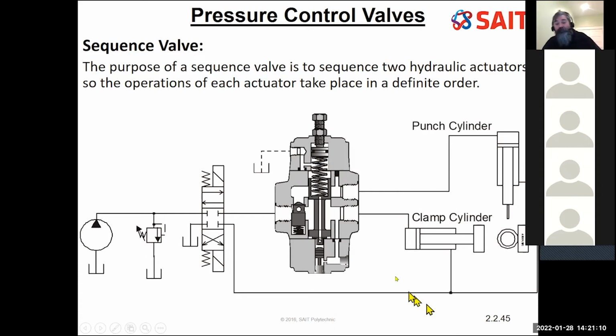Same valve, same concept. Okay, when I want to retract it, I push fluid out of the punch cylinder. Okay, it will come through, push against the check valve, back to tank. Same with the clamp cylinder. Well, it's directly connected. Sorry, it's connected this way. Back to tank, punch cylinder, through the check valve, back.